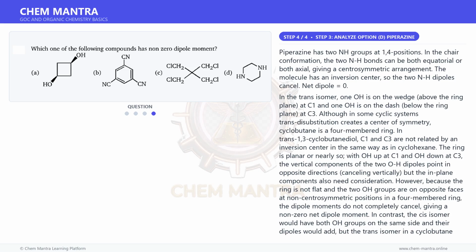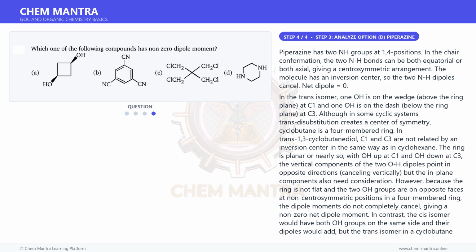In the trans isomer, 1 OH is on the wedge, above the ring plane, at C1 and 1 OH is on the dash, below the ring plane, at C3. Although in some cyclic systems trans-disubstitution creates a center of symmetry, cyclobutane is a 4-membered ring. In trans-1,3-cyclobutanediol, C1 and C3 are not related by an inversion center in the same way as in cyclohexane. The ring is planar or nearly so, with OH up at C1 and OH down at C3.